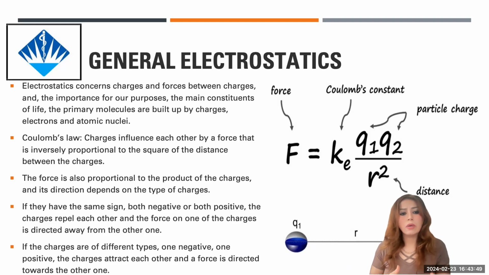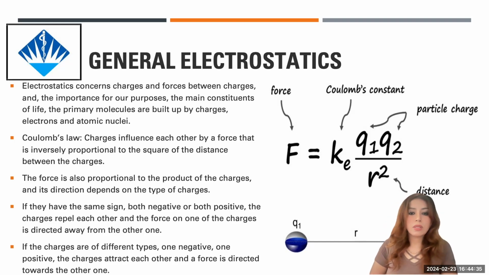Having said that, we now turn to electrostatics, concerned with charges and forces between charges, and the importance for our purposes. The main constituents of life, the primary molecules, are built up by charges, electrons, and atomic nuclei. So a starting point is usually a concentration of charges surrounded by empty space and mutual forces between them. The basic statement is Coulomb's law, which says that two charges influence each other by a force that is inversely proportional to the square of the distance between the charges, as you see in the formula on the right of the figure. In this figure, Coulomb's constant is Ke.